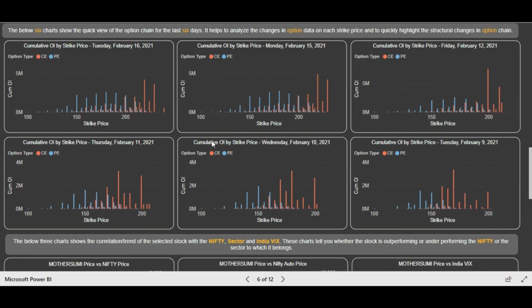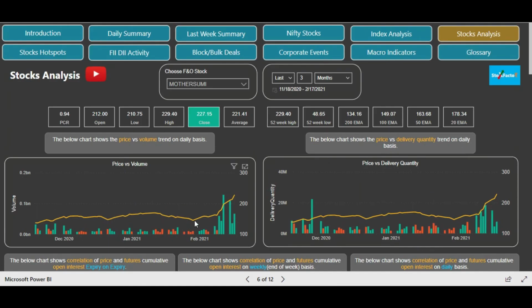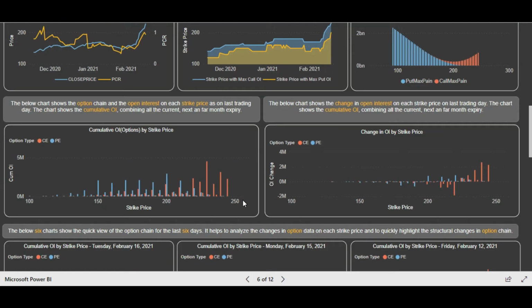So let's see how the data was changing in the option chain. If you go to the top, you see that Motherson Sumi started rallying from this point, and you see a strong rally over the past 6 days, from 9th of February itself, right? So we see the bars. Let's see what was happening in the option chain.